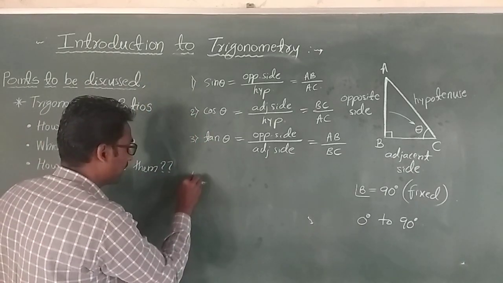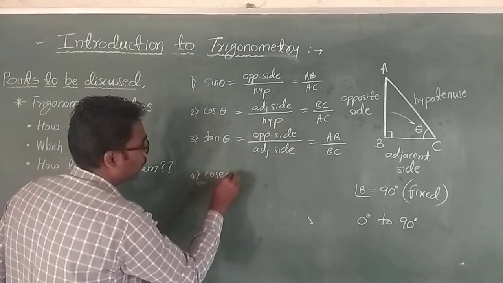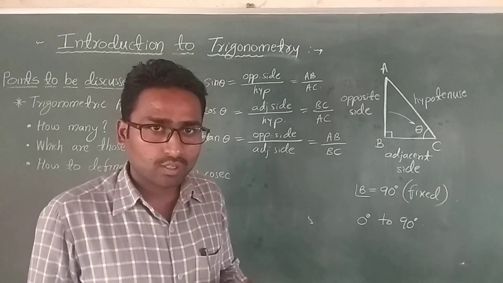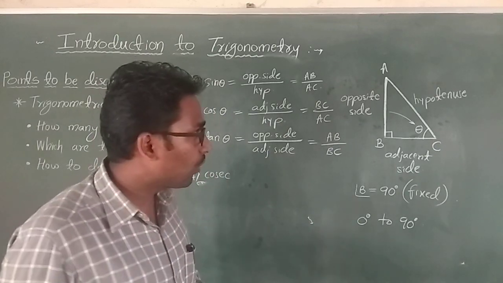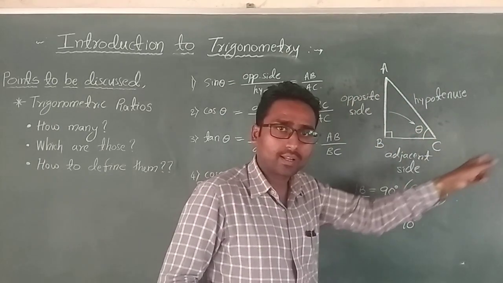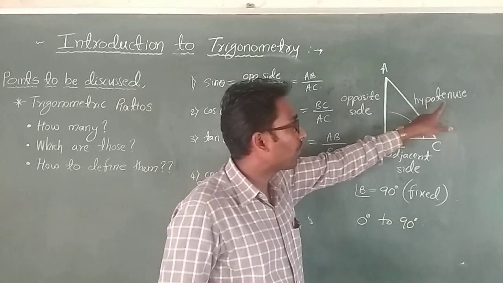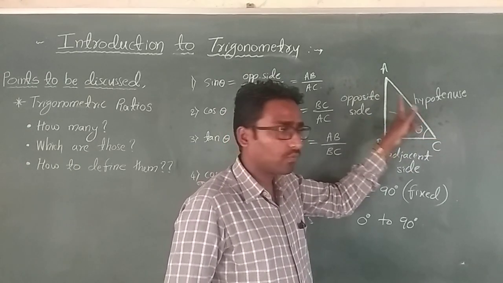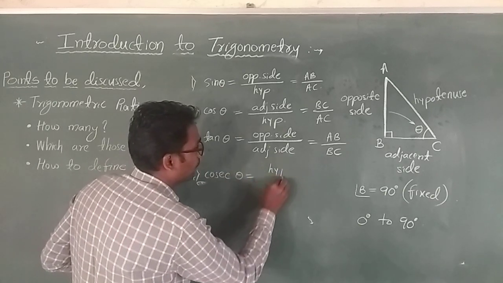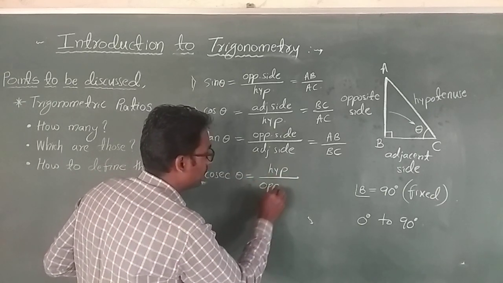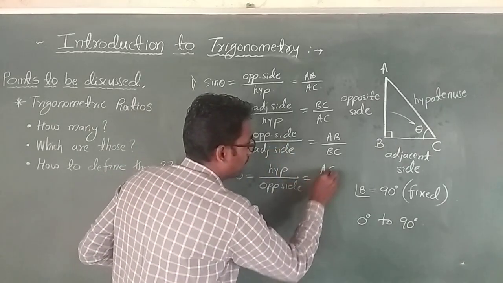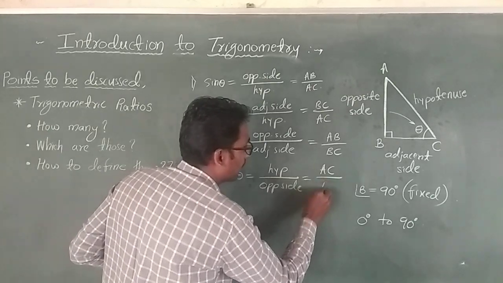Now moving to the next function, that is cosecant. The cosecant function is defined as the ratio of hypotenuse to the opposite side of a triangle. I repeat, the ratio of hypotenuse to the opposite side of a triangle. Therefore, I can write cosec theta is equal to hypotenuse by opposite side. Again in the diagram, hypotenuse is AC and the opposite side is AB.